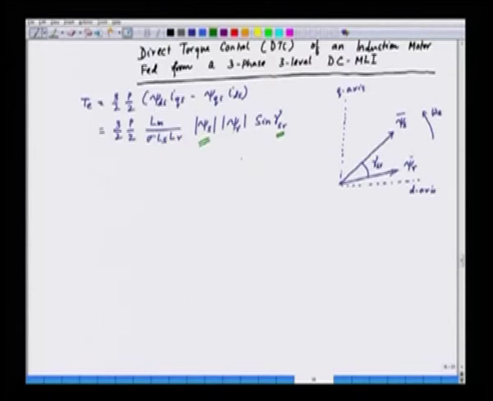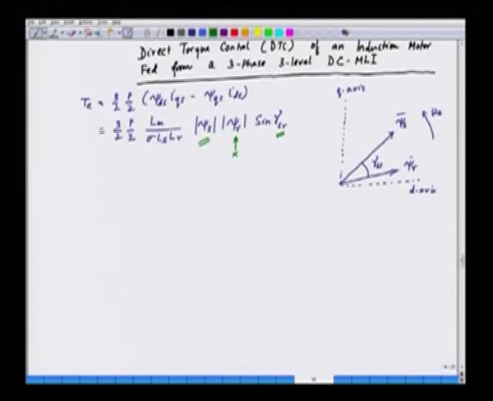psi s can be controlled directly. We do not have any hold over psi r, the rotor flux. The rotor flux is induced from the stator side, so this we cannot control. We can only control psi s. So, how do we control psi s?